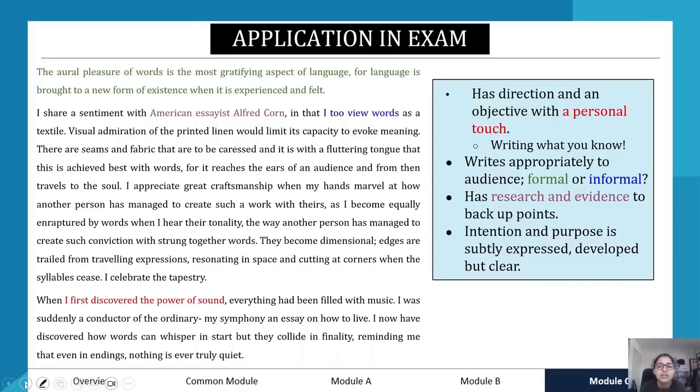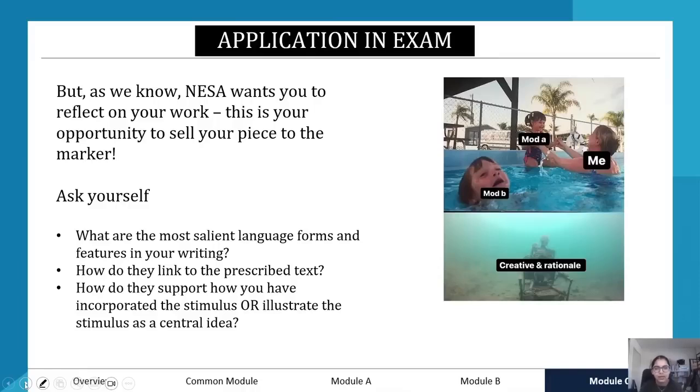It has research and evidence. It's researched well, and it's clearly using evidence, as seen in the reference to essayist Alfred Korn. And the intention and purpose is subtly clear. So the intention of language being such a powerful tool is certainly clear. The power of music and sound is clear as well. So we can see it's about appreciating those little things.